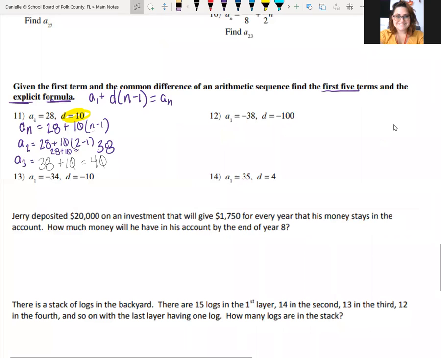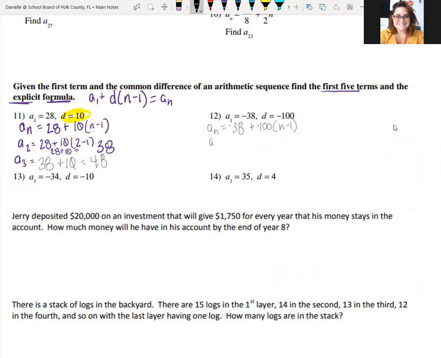So we need to go ahead and solve 12 as well. So I'll do 12. I did not do 4 and 5, but I assume you can probably plus 10 to get your answer. So we have our equation. So we're saying a sub n equals, instead of a1, we're writing negative 38 plus negative 100 times n minus 1.